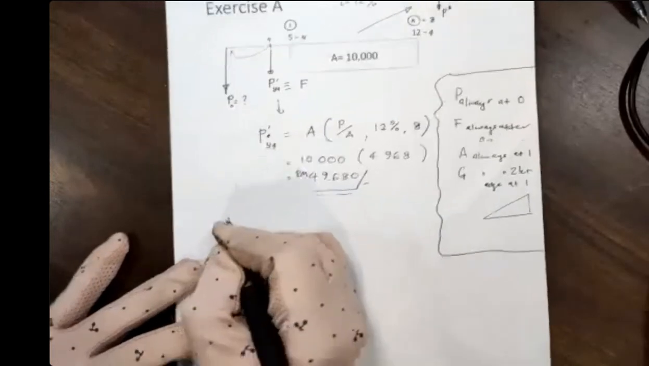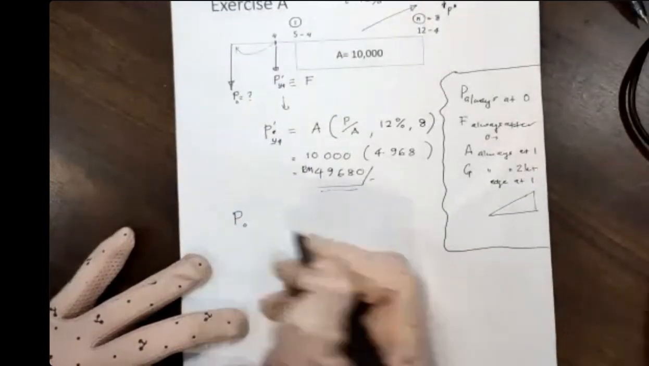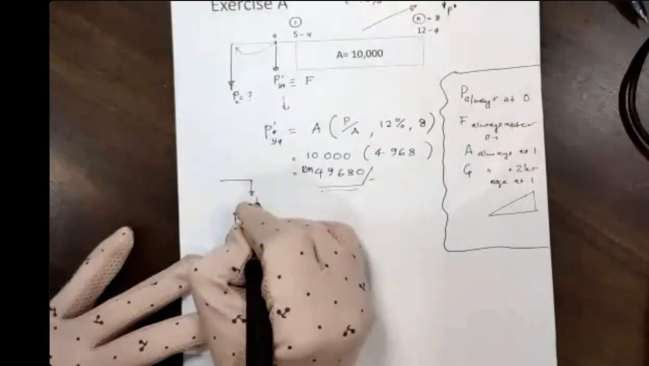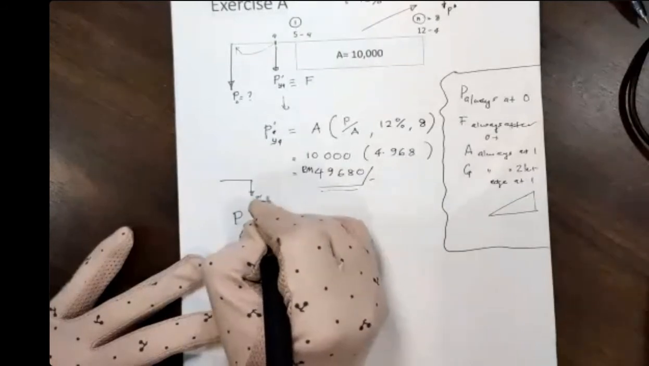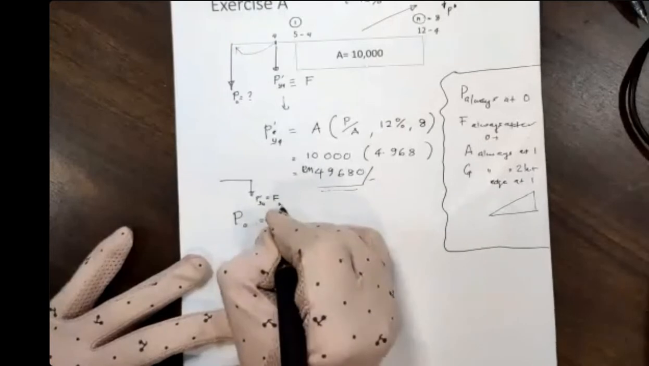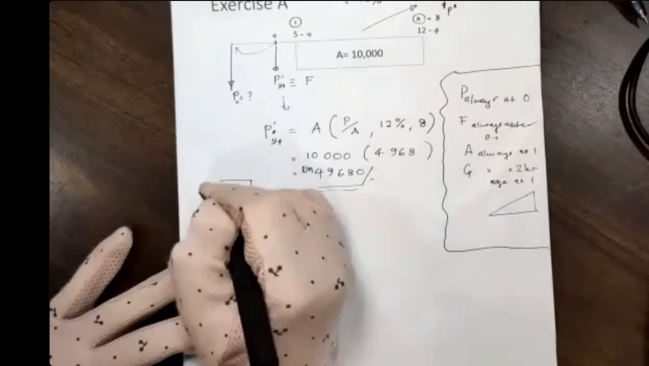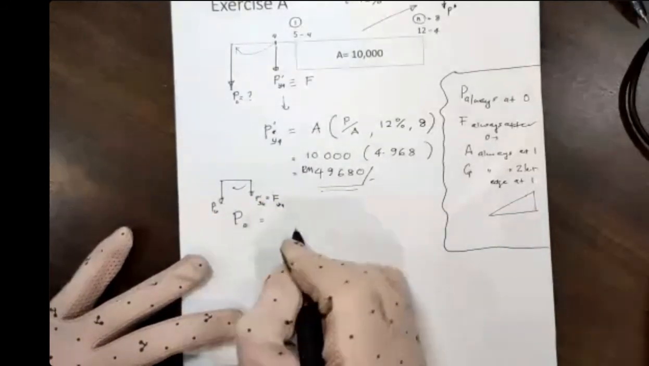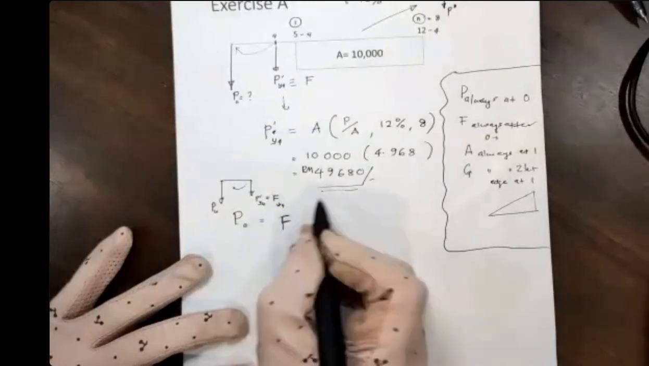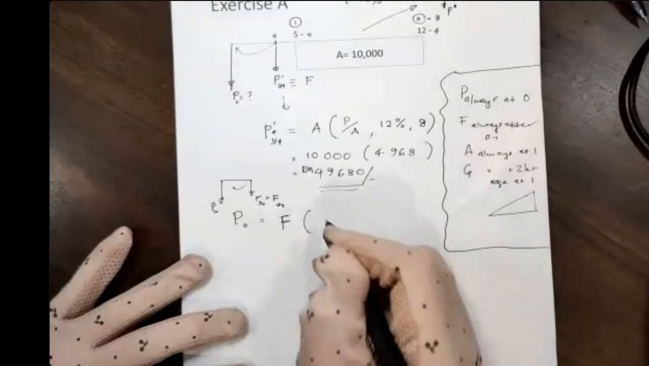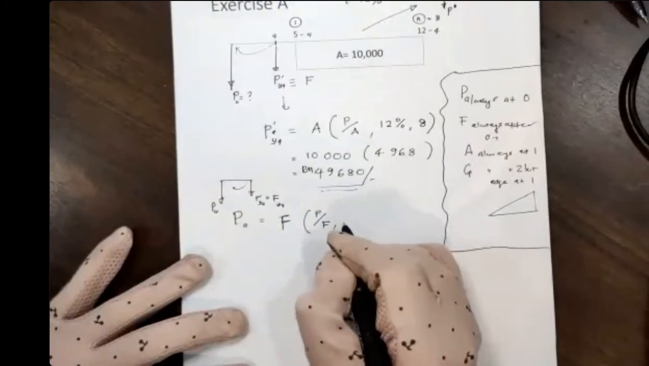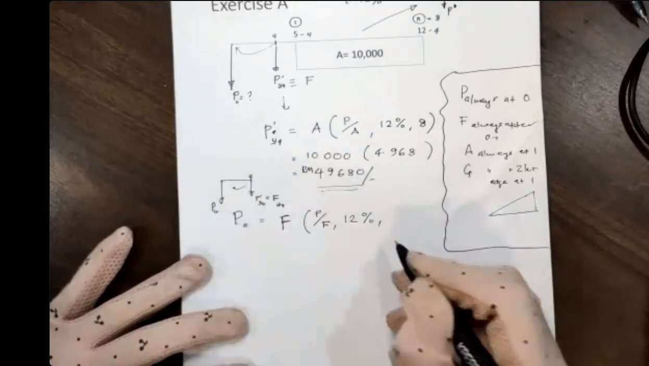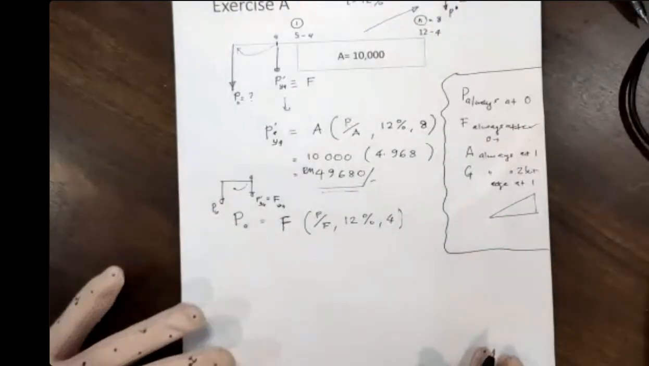So what happens now? P at 0 equals, okay, now it becomes like this. This P dash at year 4 becomes F, F at year 4. Now we want to convert it to P0. So P0 equals F, with 12% and end of year 4. Okay, understand?